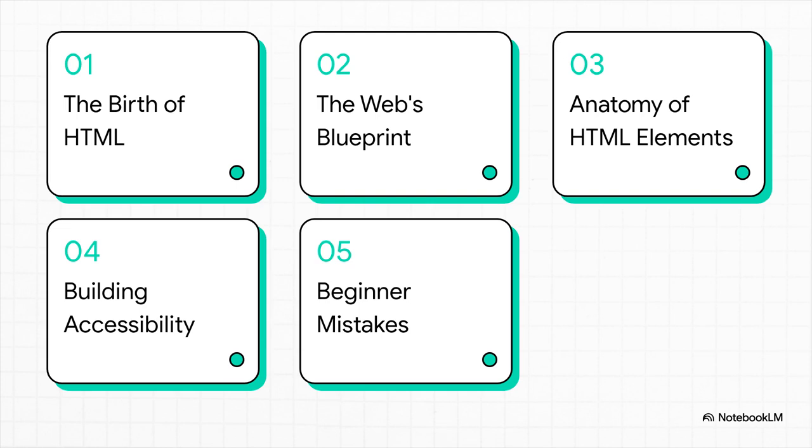Well, to figure that out, we're going to take an architectural journey today. First, we'll look at the birth of HTML. Then, the web's blueprint. Number 3, we'll break down the anatomy of HTML elements. 4, we'll talk about building for accessibility. And finally, number 5, we'll cover some common beginner mistakes.